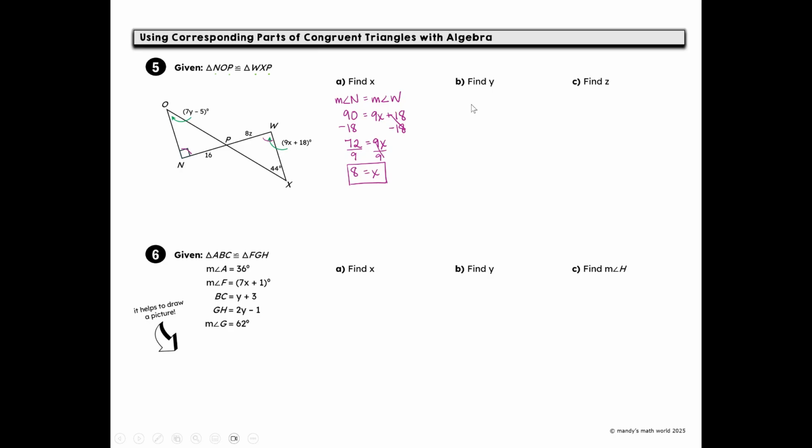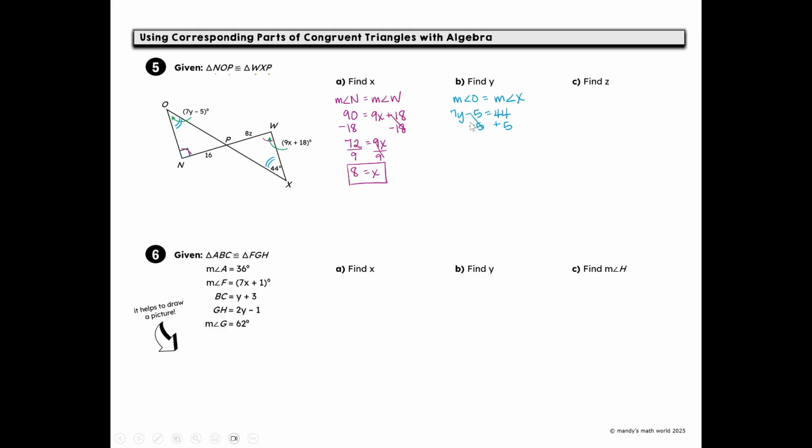Well, which expression contains Y? Angle O. Angle O corresponds with angle X. We know angle X to be 44 degrees. So I know these two angles are congruent. They're corresponding angles, and they are congruent. So that means their angle measures are the same. So measure of angle O equals the measure of angle X. I know the measure of angle O to be 7y minus 5, and angle X is 44 degrees.